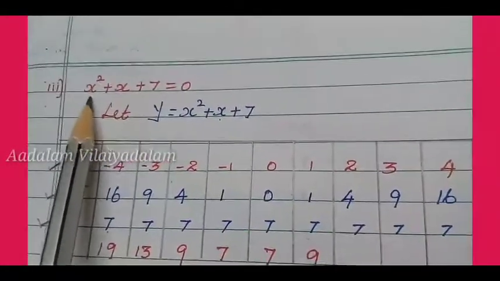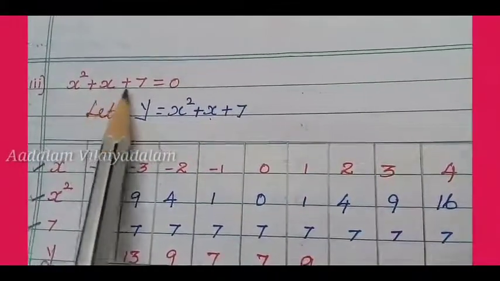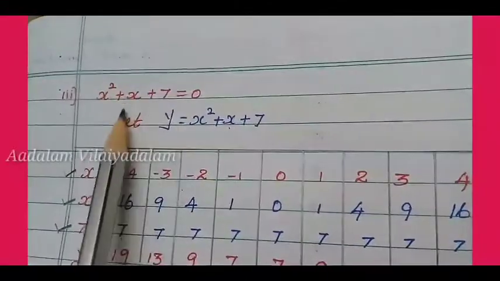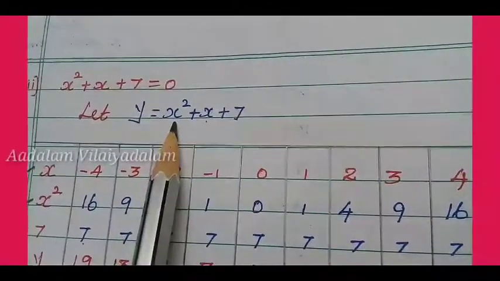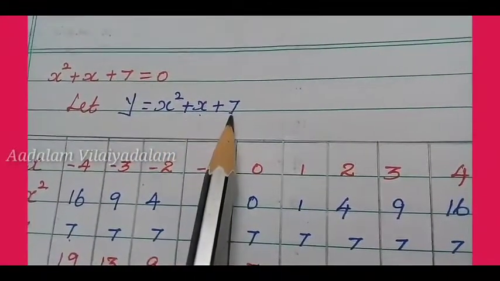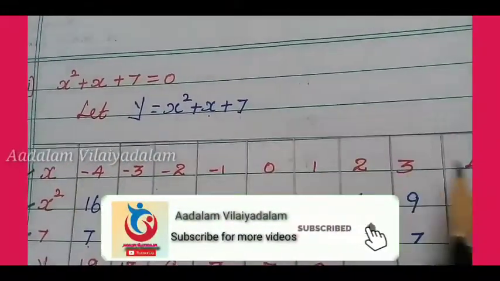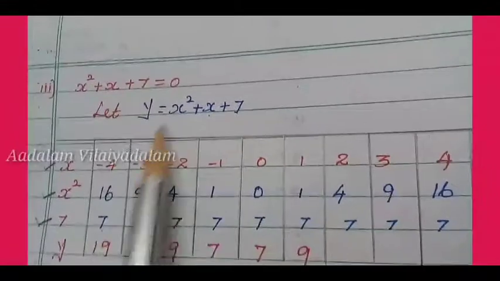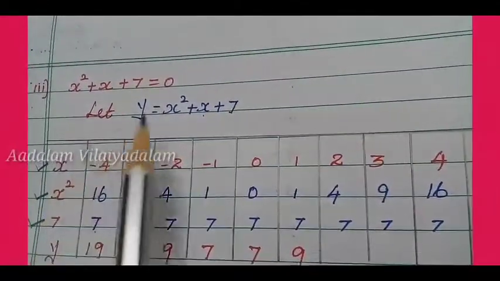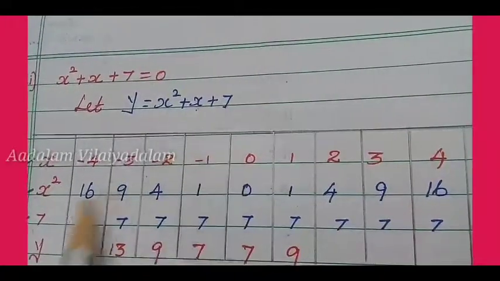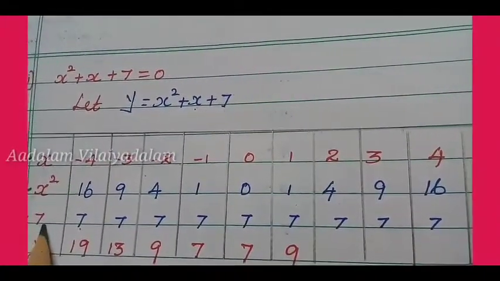Third question, x square plus x plus 7 equal to 0. Here we let y equal to x square plus x plus 7. The x value starts from minus 4 to plus 4. First you write the x square column. Next is the x column, which is already written. Next, 7 is the constant number, write 7.